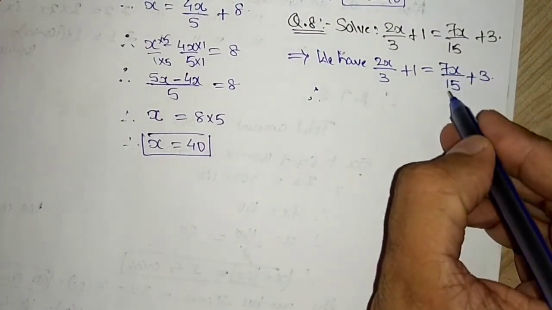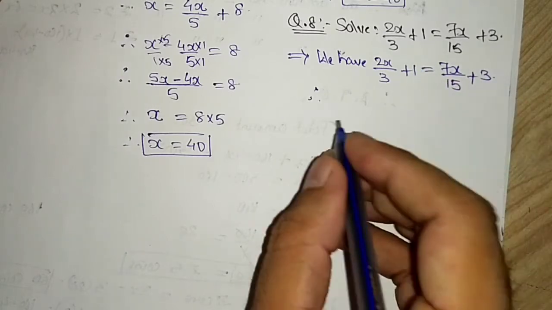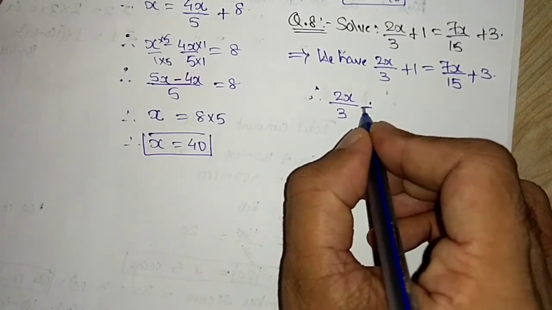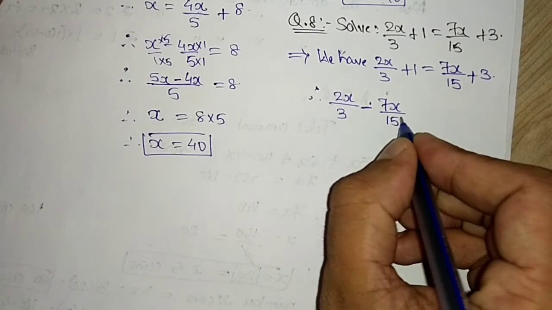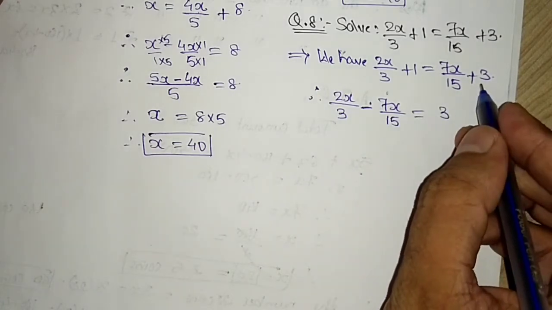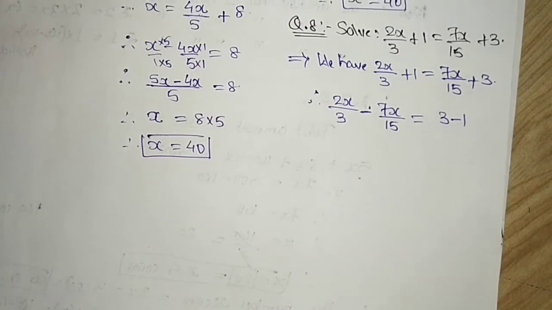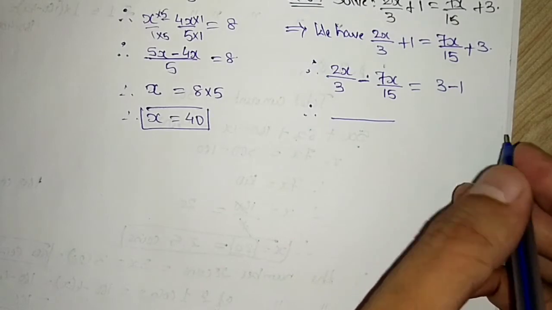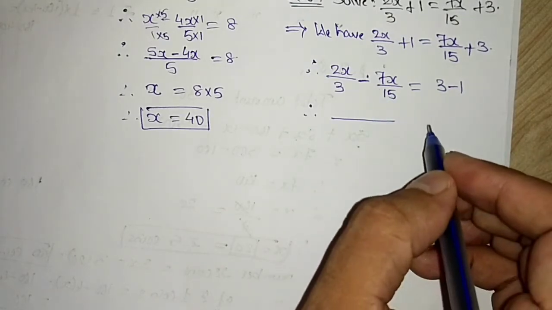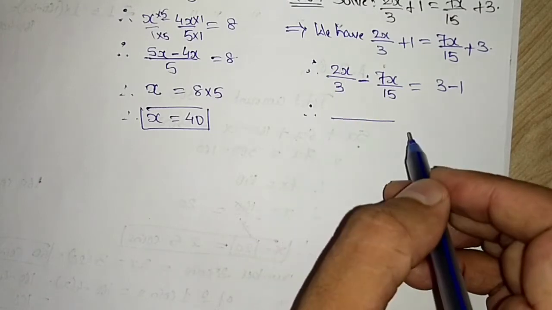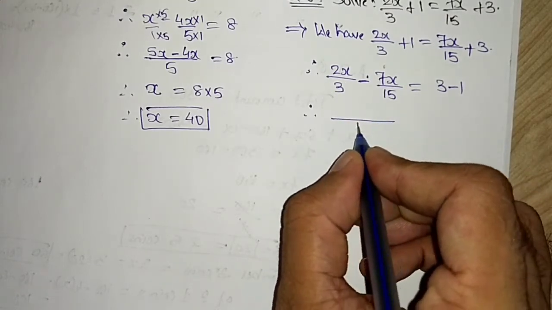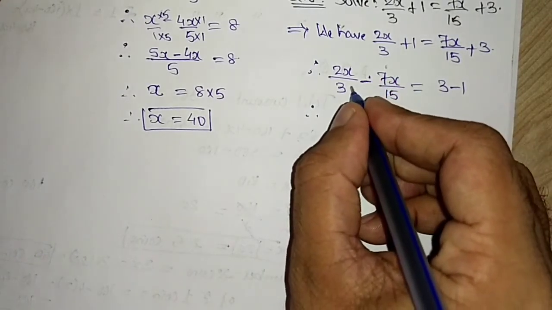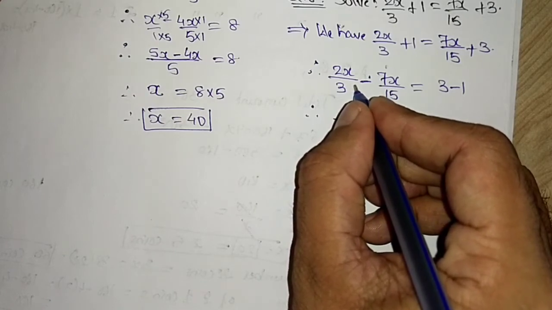We will take the x term to LHS, constant term to RHS. So it will become 2x divided by 3. This was plus, it will come this side and become minus 7x divided by 15. 3 as it is. This one will go that side and become minus 1. Here LCM of 3 and 15 is 15, because 15 is already there in 3's table, and in 3's table 3 also comes. So our LCM will be 15. Hope you are understanding how to take LCM. I have already taught you in standard 7.